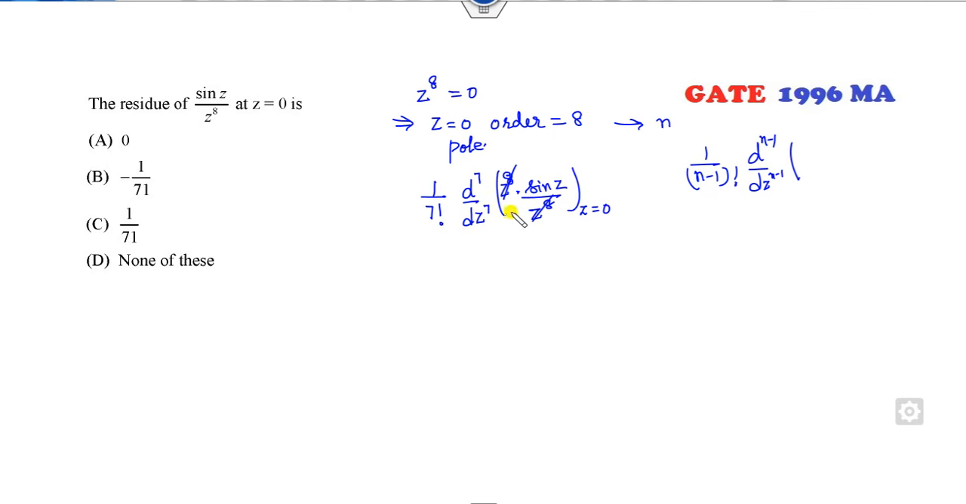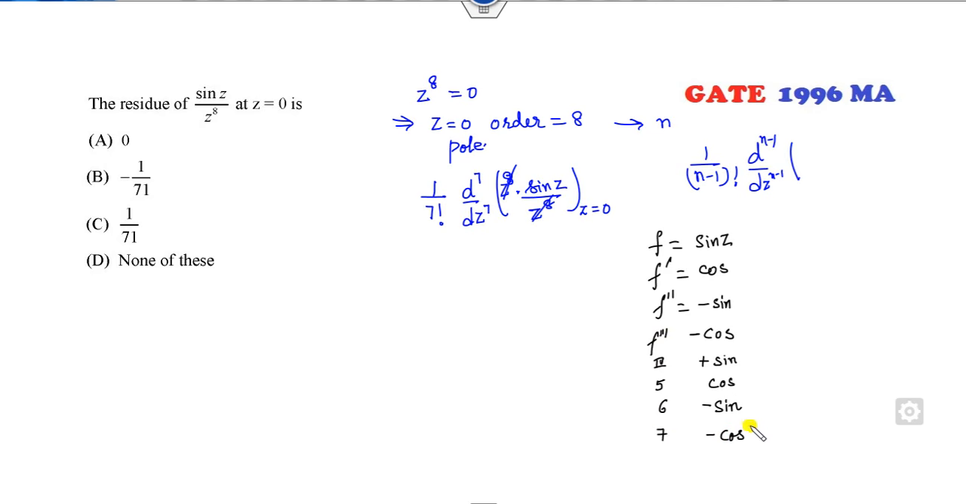So can you find the 7th derivative of sine? If you look here, the first derivative is cos, the second derivative is minus sine, the third is minus cos, then sine, then cos, then minus sine, and the seventh is minus cos. This is the 7th derivative. So what is the derivative at the point z equal to 0?